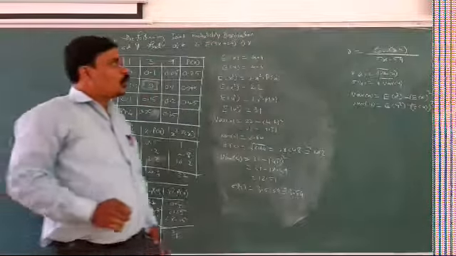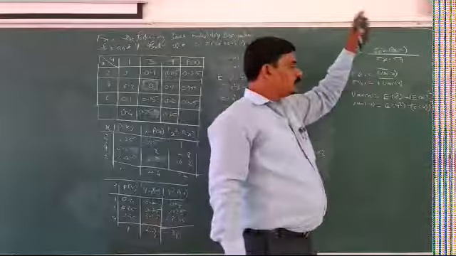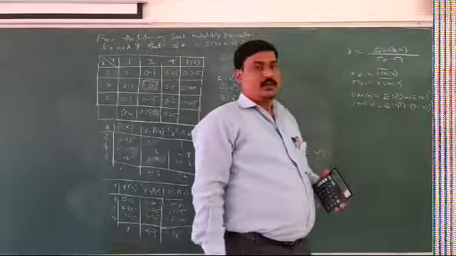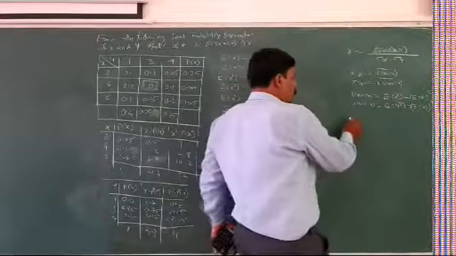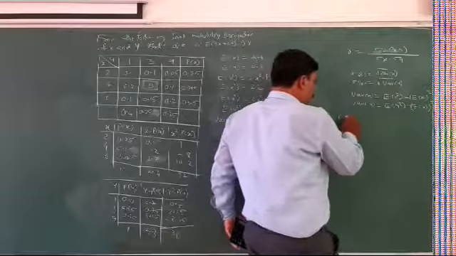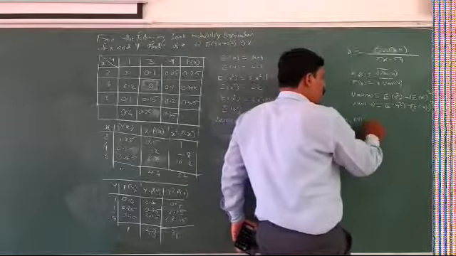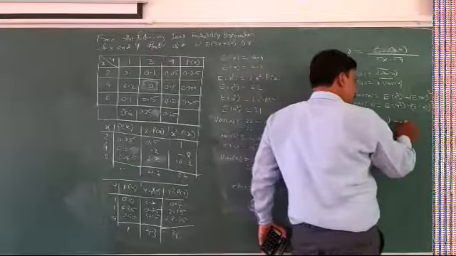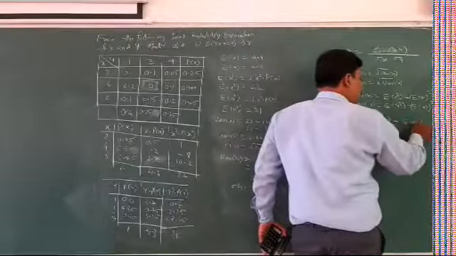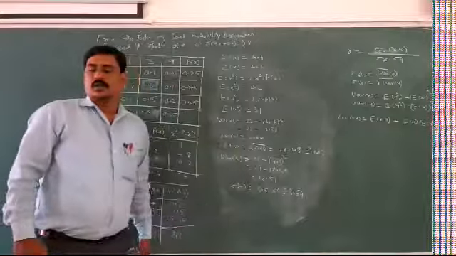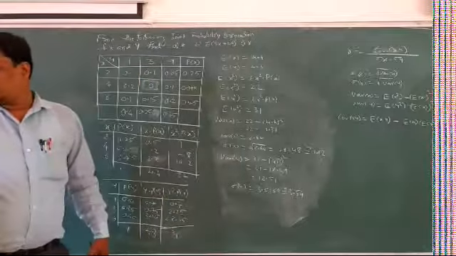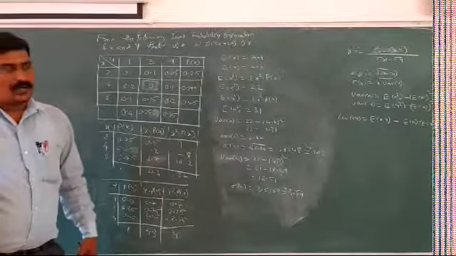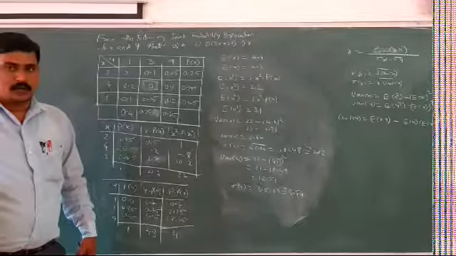And covariance of xy. To find covariance of xy, we have to find covariance of xy is equal to expectation of xy minus E of x into E of y. Okay, so E of x into E of y, already we have calculated as 4.4 and 4.3.